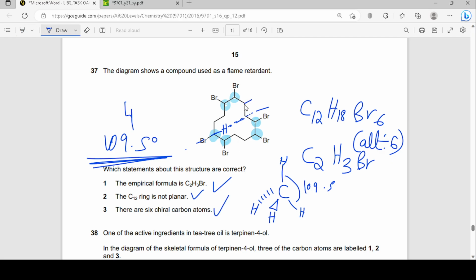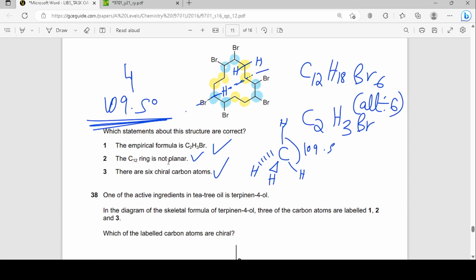The other ones which don't have a Br attached, they actually have 2 H atoms attached, right? So H atoms are obviously identical, so these ones, which I'll highlight in yellow now, cannot show chirality because they have 2 identical H atoms attached, right? For chirality, a chiral carbon is required which has 4 different groups attached to it. So basically 1, 2, 3, 4, 5, 6. It has 6 chiral carbon atoms, and since all 3 of the options are correct, it's going to be A.